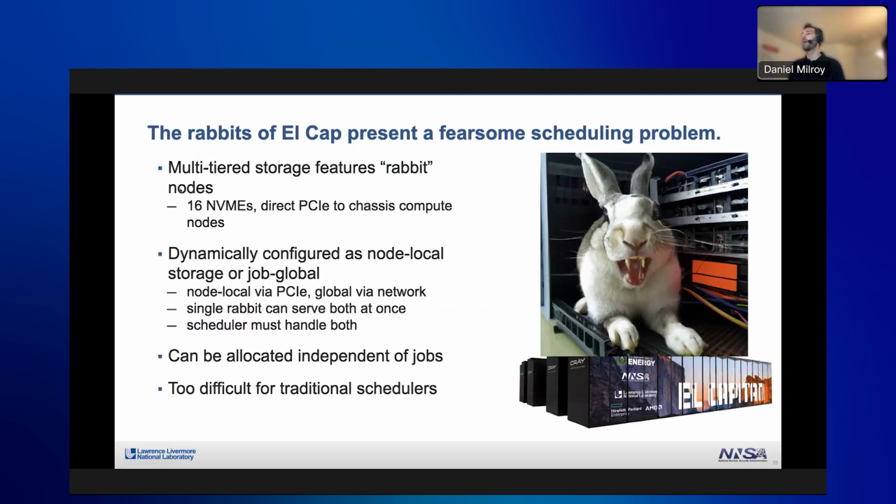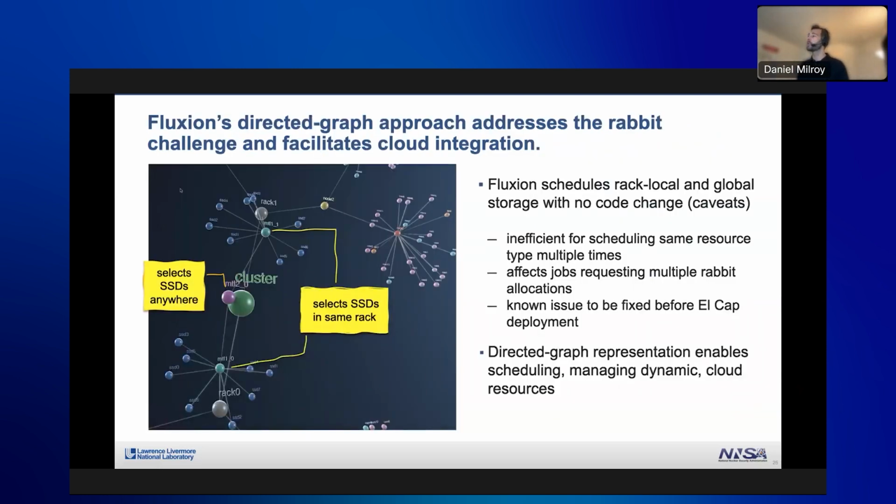It can be dynamically configured as node-local storage or as job-global storage, and this is something that is very difficult for traditional resource managers and schedulers to perform. The rabbits can be allocated independent of jobs, and again, this is deemed to be too difficult for traditional schedulers. And this is something that the directed graph-based component of Flux really addresses.